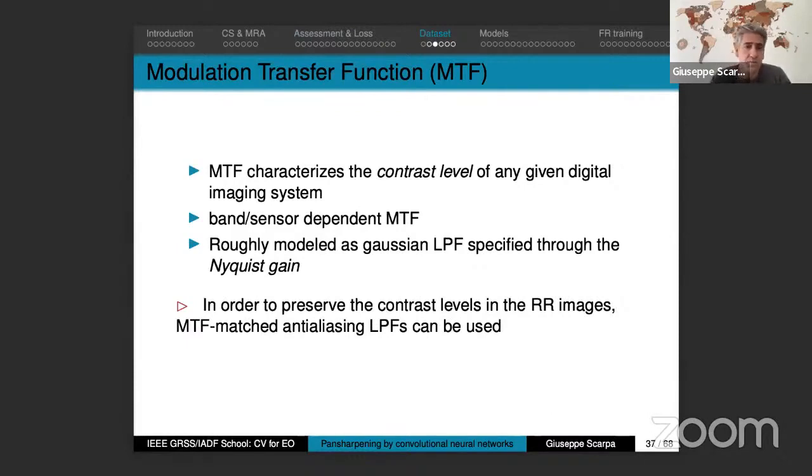Once again, we underline the importance of using proper low-pass filters that match the MTF characteristics of the sensor. The MTF characterizes the contrast level of the sensor and is band dependent, and is usually roughly approximated through a Gaussian shaped filter that is designed in the Fourier domain, specifying its response at the Nyquist frequency. And the Nyquist frequency, as you know, is inversely proportional to the resolution ratio of our decimation. All this is standard processing, and you will see the related code with Matteo in the hands-on session.